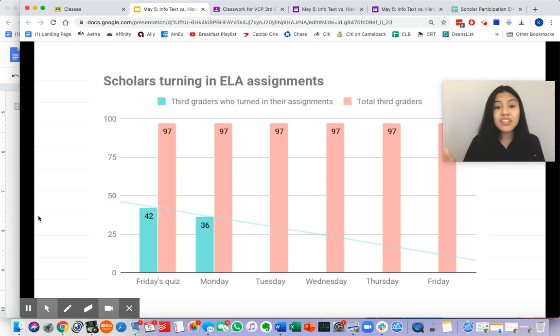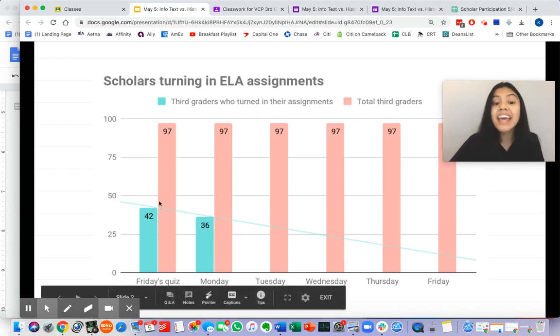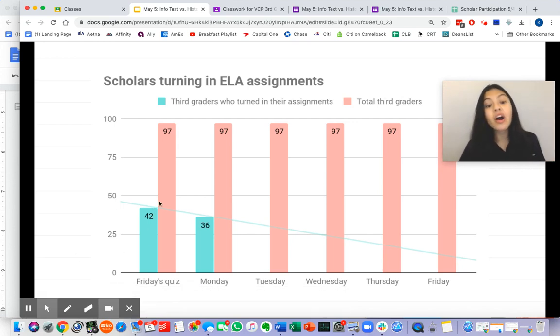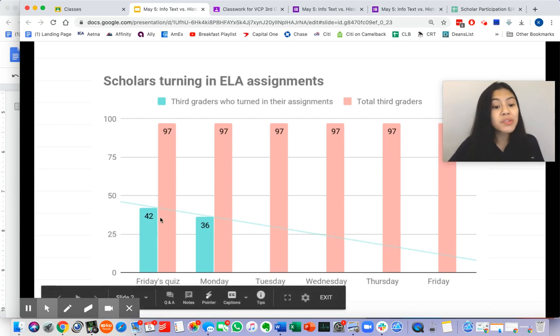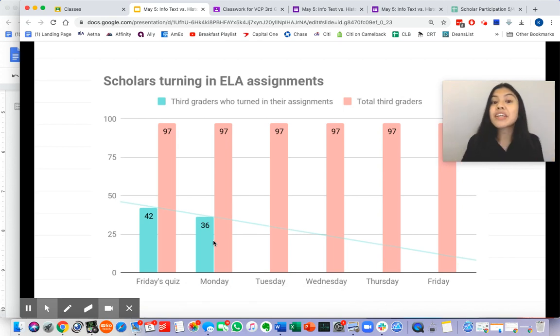As I mentioned yesterday, our challenge is to beat how many people turned in an assignment on Friday, which is 42 students. Today, we're a little bit below that at 36, so make sure that you double check that you answered all the questions in your Google form and clicked Mark as done in order to get credit for turning in your assignment yesterday.